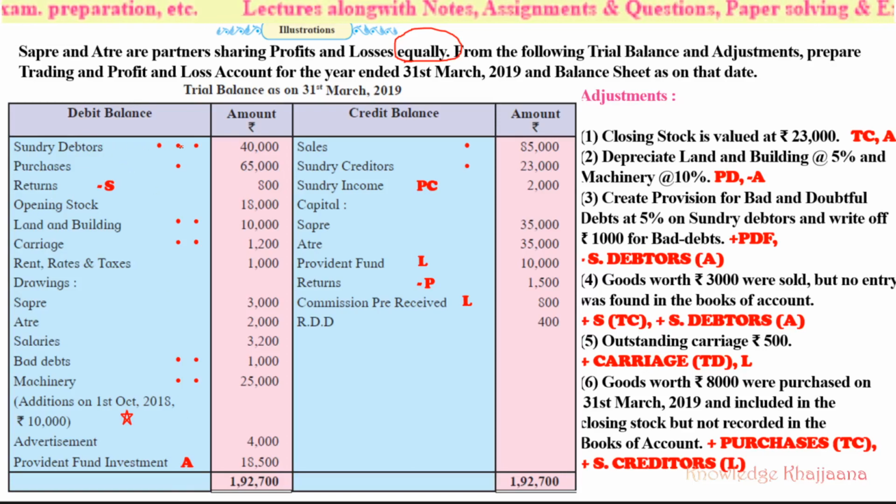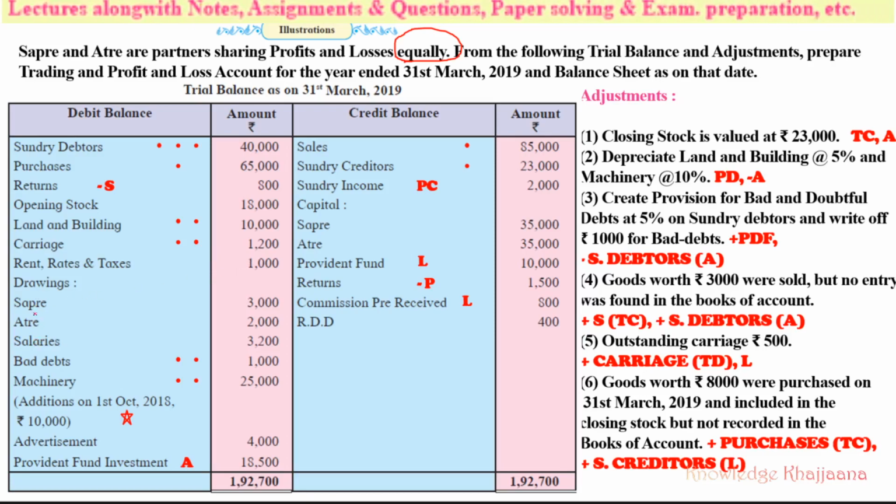Sundry debtors, assets. Purchases, trading account debit side. Returns given on the debit side of the trial balance, so those are the sales returns, and that much amount we have to deduct from sales. Opening stock, trading account debit side. Land and building, assets. Carriage inward, that will come to the trading account debit side. Rent, rates and taxes, profit and loss account debit side.